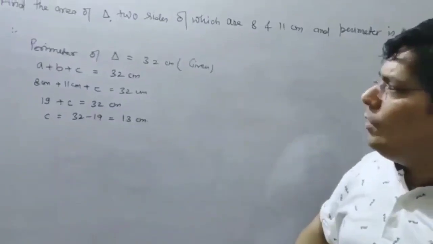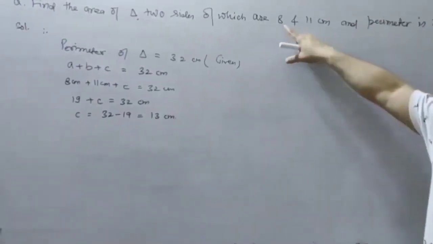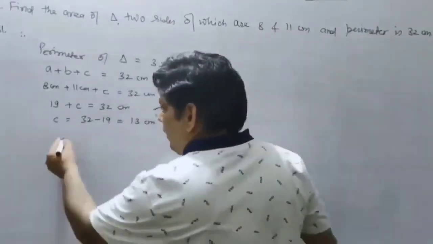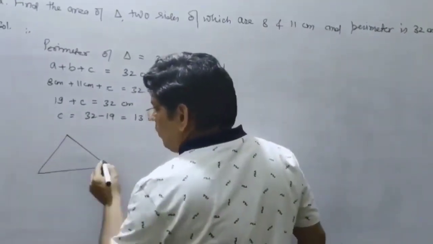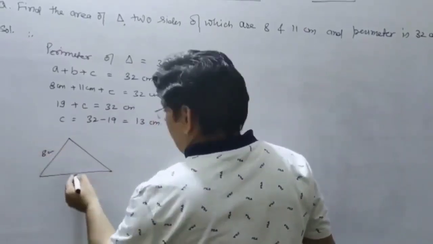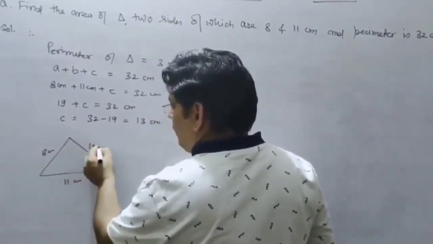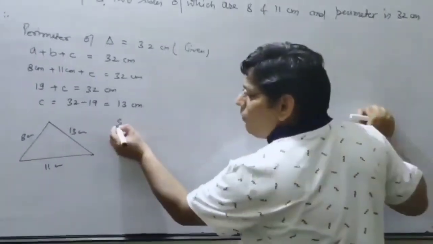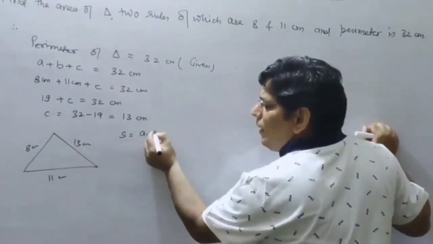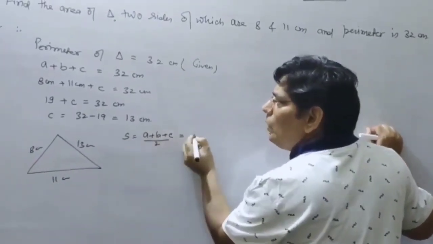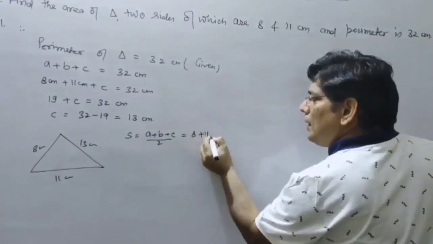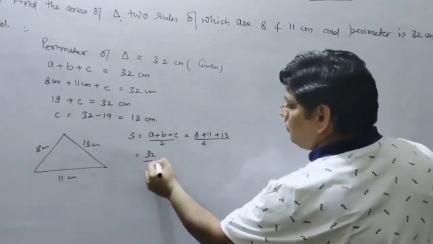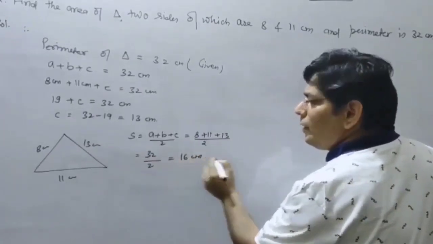So what's the meaning of that? A triangle where two sides are 8, 11 and the third side is 13. Now what should you do? One side is 8, 11 and 13 centimeter. Now to calculate the area of triangle, first of all we should calculate semi-perimeter. A plus b plus c divided by 2. A means 8 plus 11 plus 13. Right, now we calculate that one. It will be 32 upon 2, that is 16 centimeter.